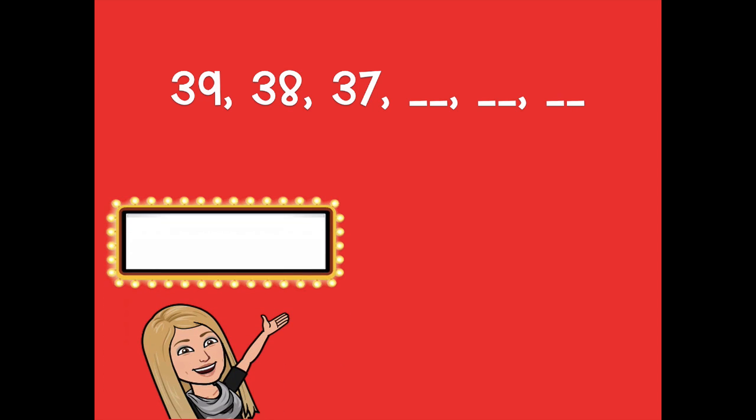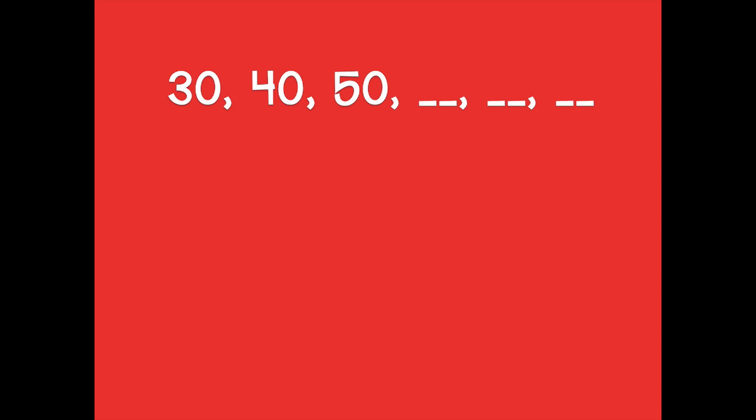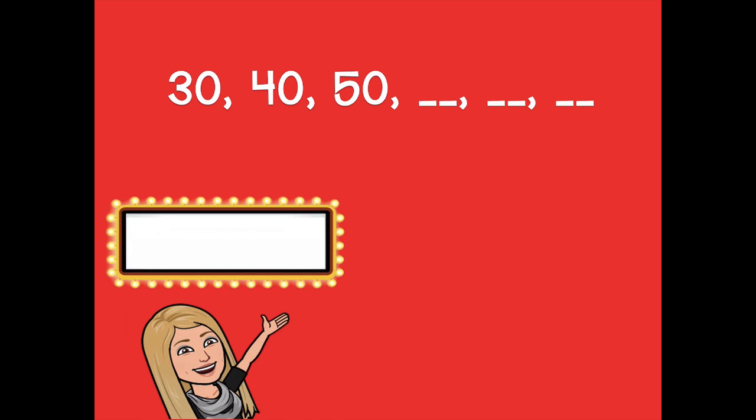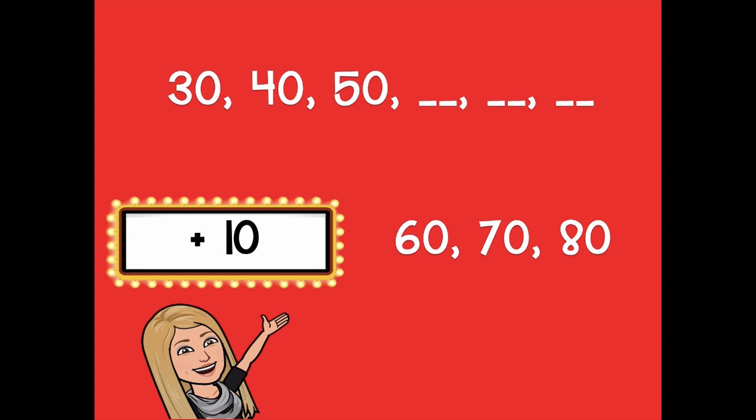All right, so here is our pattern. What's the rule? The rule is -1. Awesome. So what's the next three numbers in our pattern? 36, 35, 34. All right, here's another one. Oh, you guys can do this one, no problem. So 30, 40, 50. What's our rule? Yeah, it's +10. So what's the next three numbers that come in our pattern? 60, 70, and 80. All right, awesome.